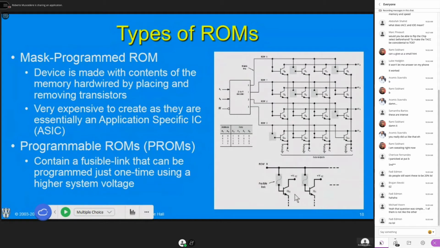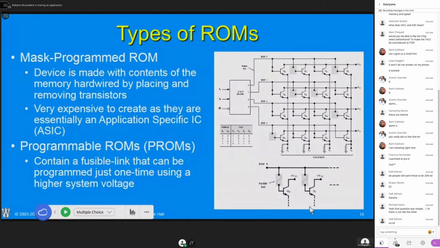Now, the problem with the PROM is that adding this feature costs more money, so the per unit cost of the device is higher. But if you're only making 10,000 of whatever you're building, you need 10,000 PROMs. That's far cheaper than buying 100,000 mass programmed ROMs, right? So we use these based on what we need. They all do the same thing. They just cost different amounts of money. Now, once the PROM is programmed, that's it. It's done. You can't unprogram it.